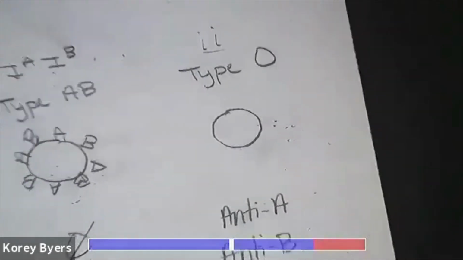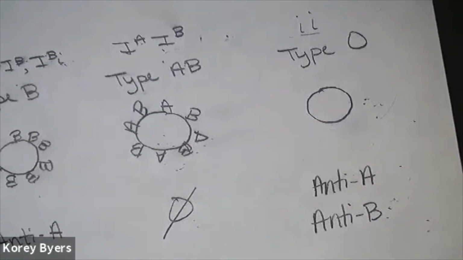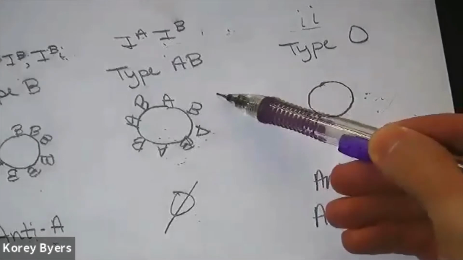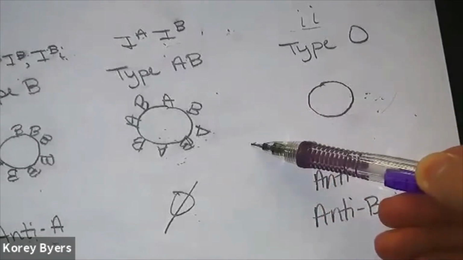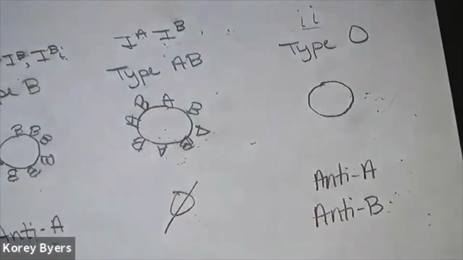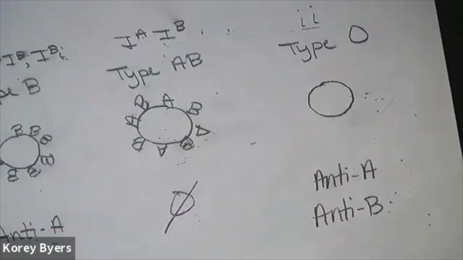There's one more type of blood, though. Type AB. If you're type AB, you make both the A and the B proteins. That means your body recognizes both conditions, so you don't make either antibodies.